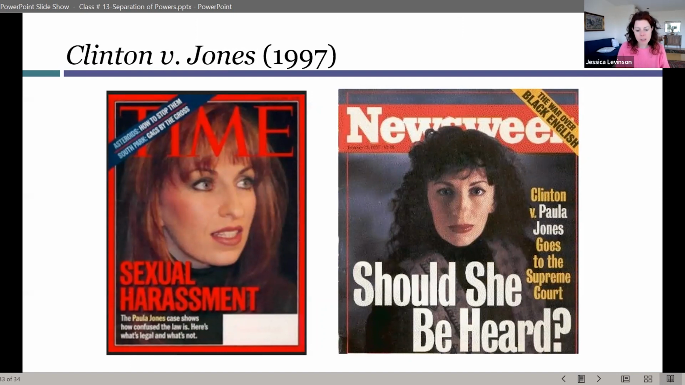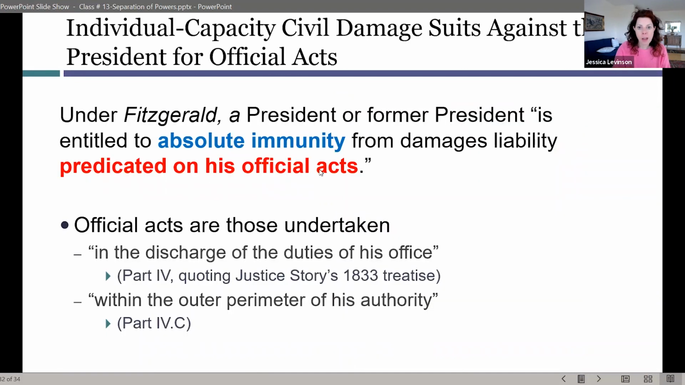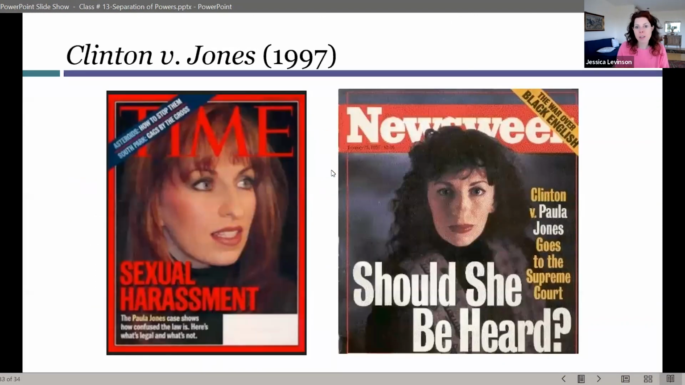So let's talk about the case a little bit more. Paula Jones is a former Arkansas state employee. She alleges that then Arkansas Governor Bill Clinton made unwanted sexual advances to her, that she rebuffed him, and she was retaliated against. Jones sues Clinton, and obviously this is a civil case, and the court, as I said, concludes this suit can go forward here. The suit can go forward because this is not based on his official acts as president. This is based on actions he undertook before he was president. And that's the key here.